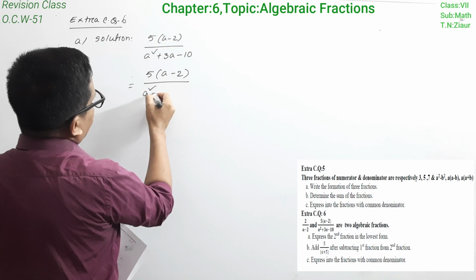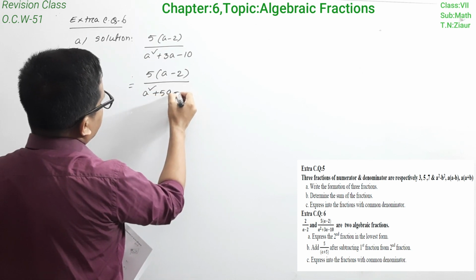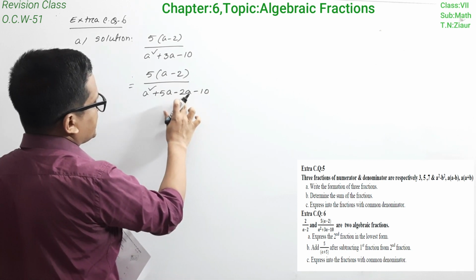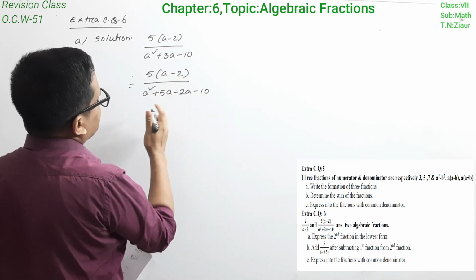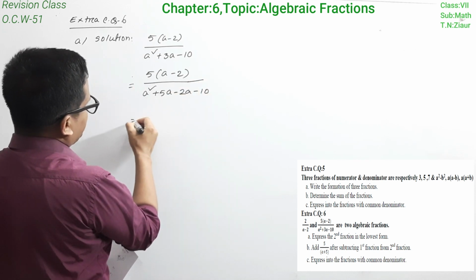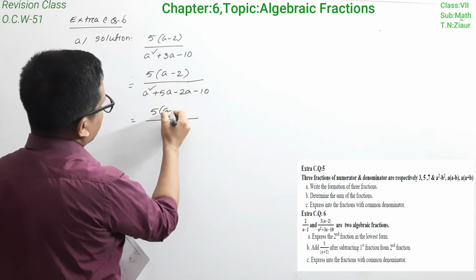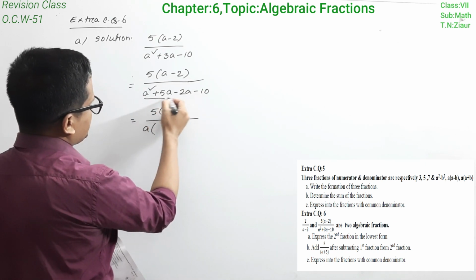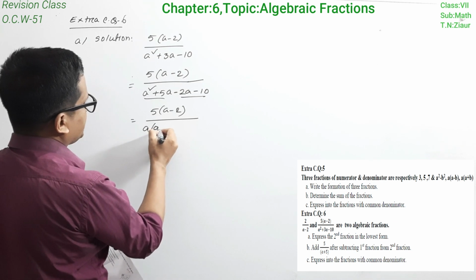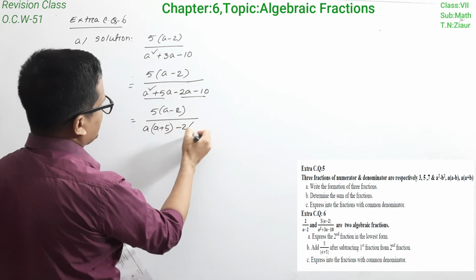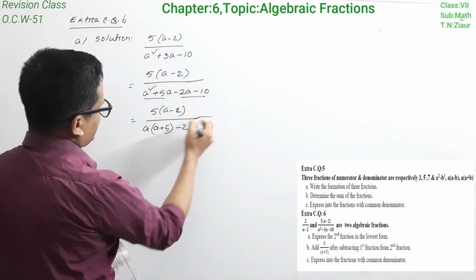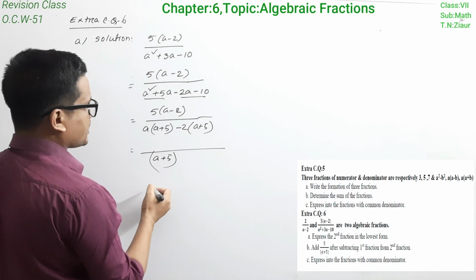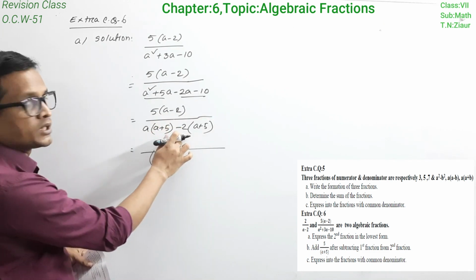So a square plus 5a minus 2a minus 10, because if I subtract 5 minus 2 it will be 3a and 5 times 2 is 10, right? So now, in a square plus 5a, we take a common, a plus 5, then minus 2 common, a plus 5. So we take a plus 5 common. The remaining part will be a minus 2.